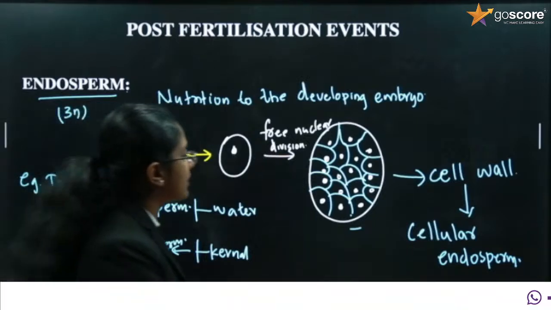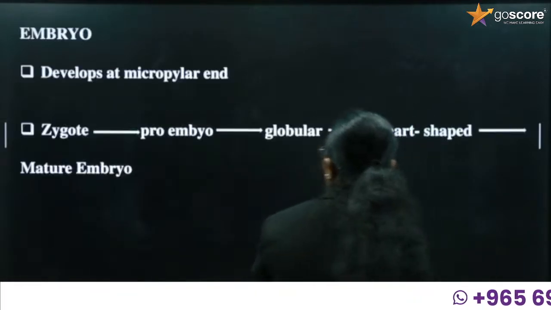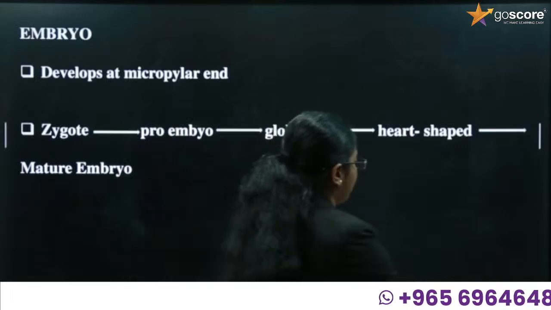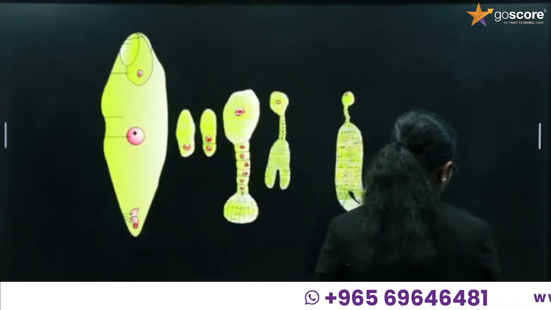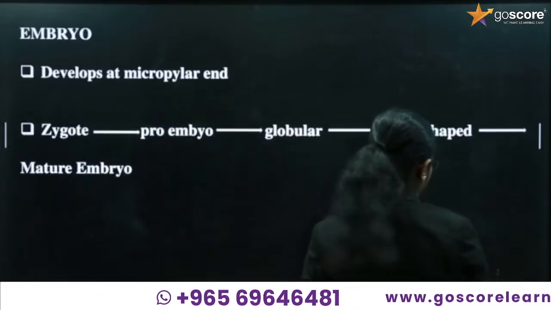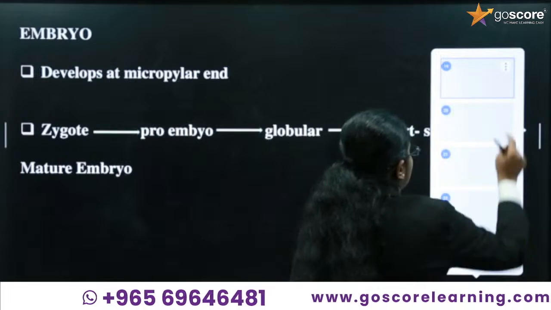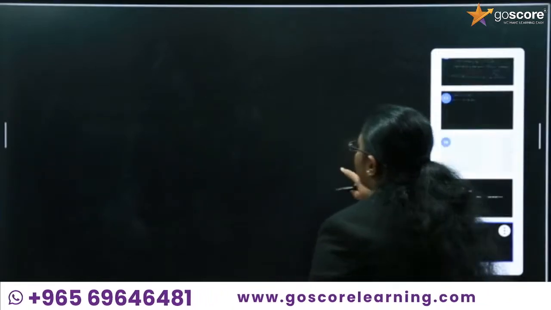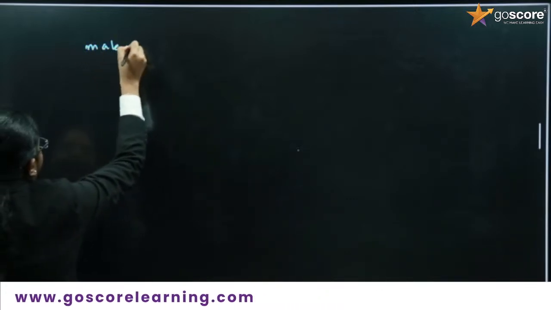Next we will discuss the structure of the embryo. Let's see what the embryo is and how it is formed. After fertilization, one male gamete.